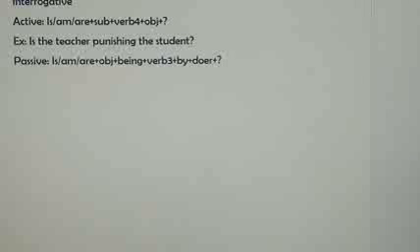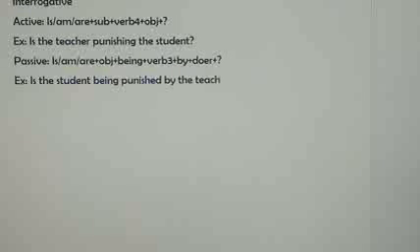Okay. Now, my dear children, let's see the example. The student will be the object over here, but before the object, I need to place an appropriate auxiliary verb. Over here, I will place is the student being punished by the teacher? Is the student being punished by the teacher?